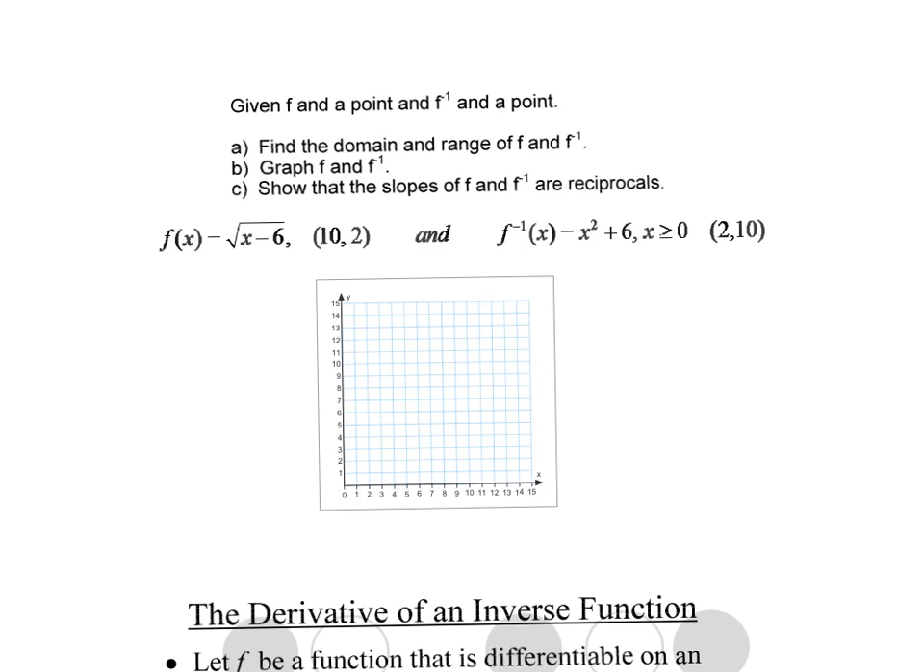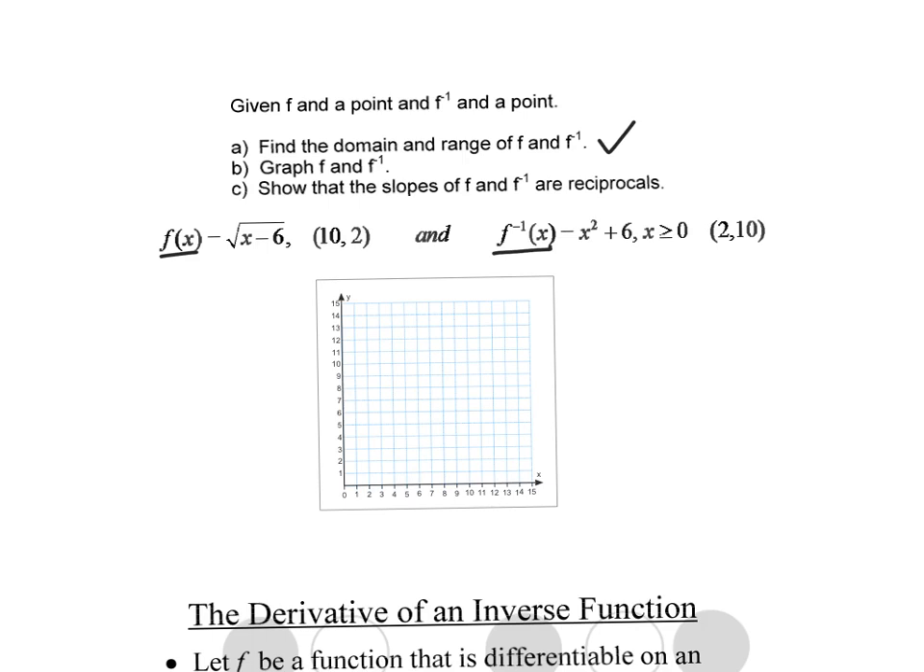This is just a continuation of where we left off from last class. So make sure you're following along in your notes. But we're going to start with the domain and range of our functions here. So we have our f of x, and then we actually have the inverse already, which is nice. So we're going to find the domain and range. We are going to graph them, and then we're going to show that the slopes are reciprocals, kind of like we did at the end of last time.